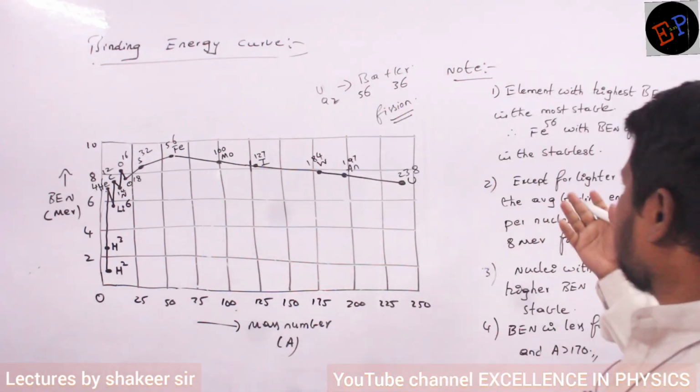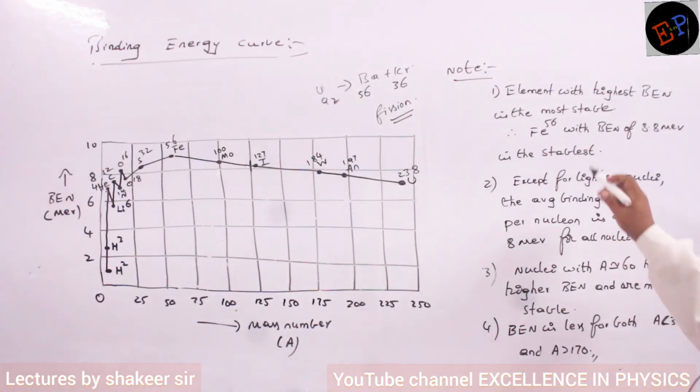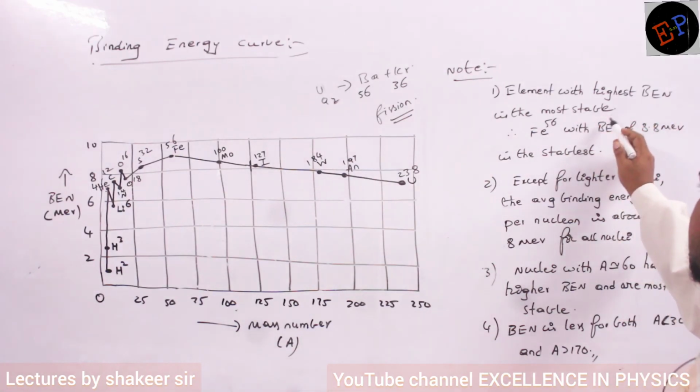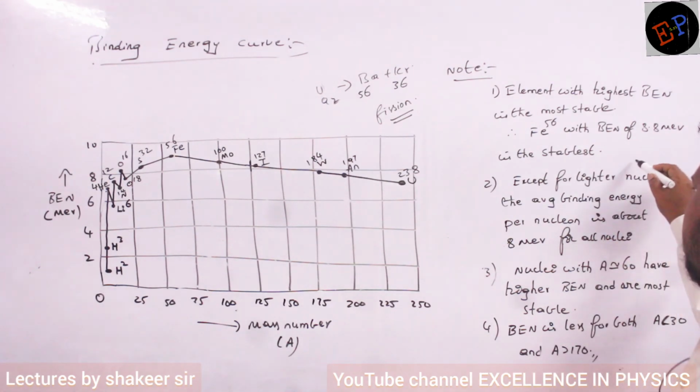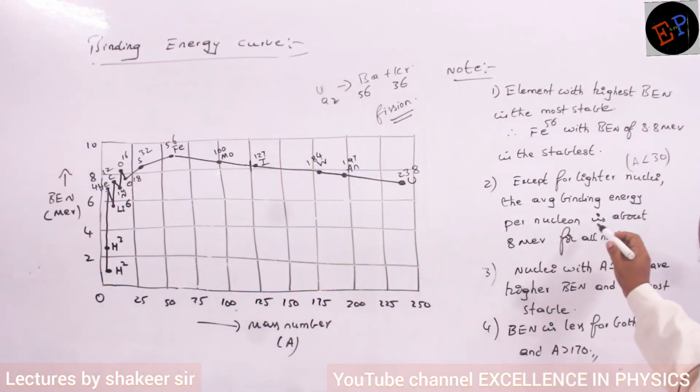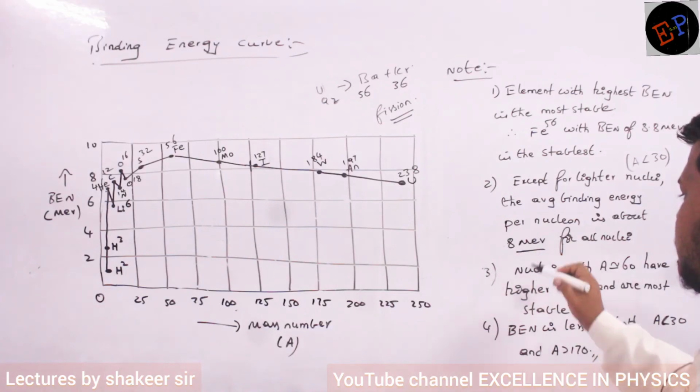So those are the note points which I have written. Element with highest BEN is most stable. So iron is the most stable, except with the lighter nuclei. Lighter nuclei means what? A value less than 30, mass number less than 30. Then average binding energy per nucleon is about 8 million electron volts.